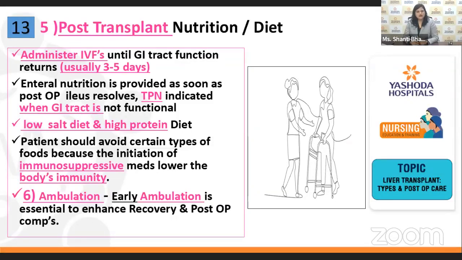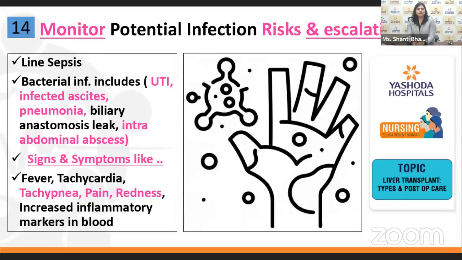Yes, go forward, 14th and 15th. Yes. And now we are looking at the potential infection risk and escalation, which includes sepsis and bacterial infections, including urinary tract infection, infected ascites, pneumonia, biliary anastomotic leak, intra-abdominal abscess, and we should monitor for signs and symptoms such as fever, tachycardia, tachypnea, pain, redness, increased inflammatory markers in the blood. So, sir, these are the warning signs which, if the ICU nurse sees, they should escalate and take action.